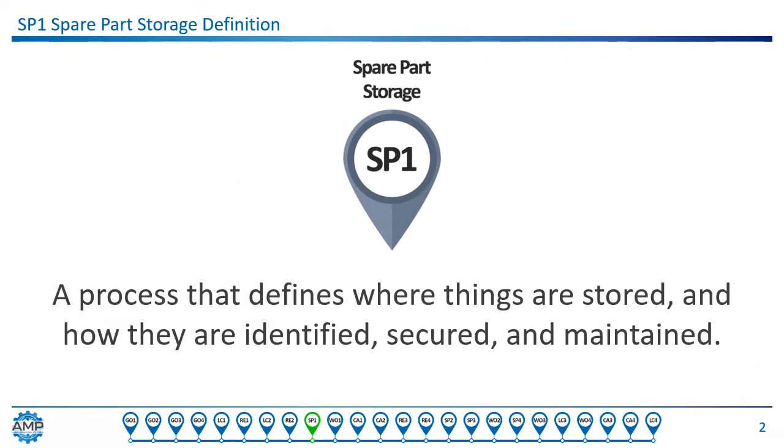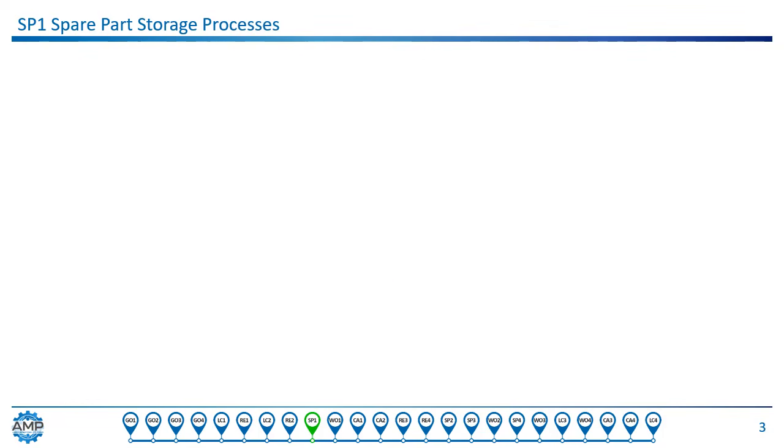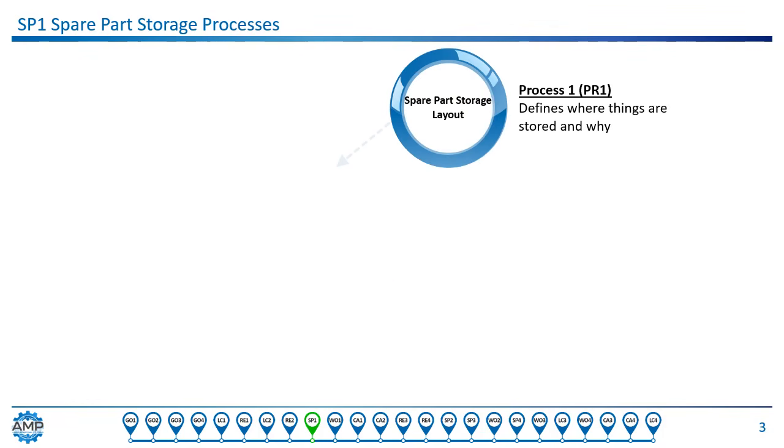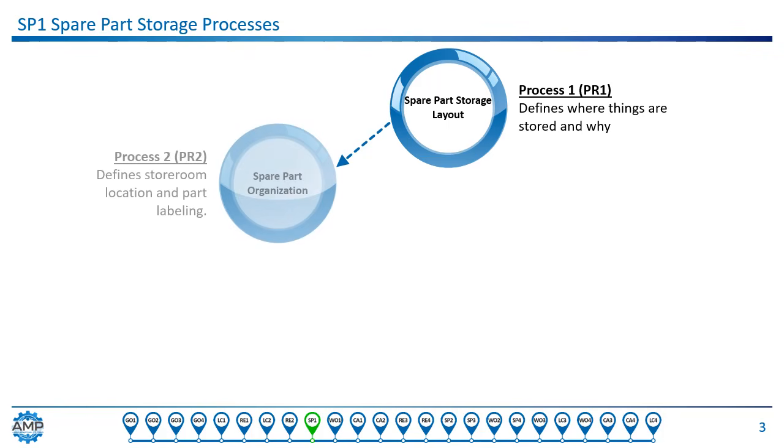The first function is SP1, Spare Parts Storage. Function SP1 is about storing things, where things are stored, how they're identified, how they're kept secure while they're stored, and why things have to be maintained while stored. There are four processes in this function of spare parts storage.